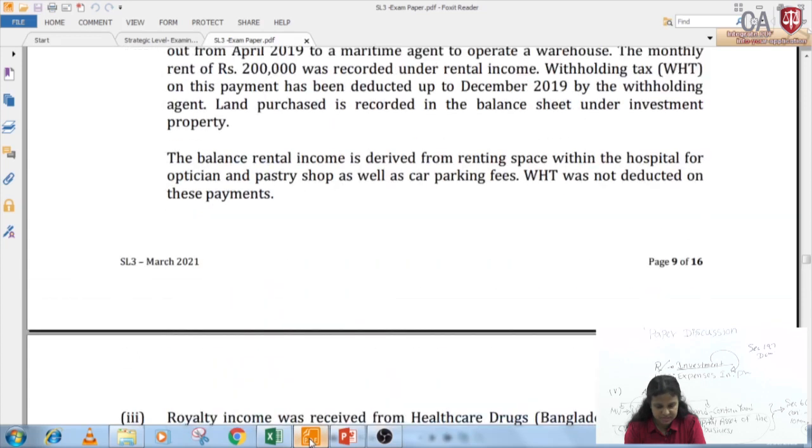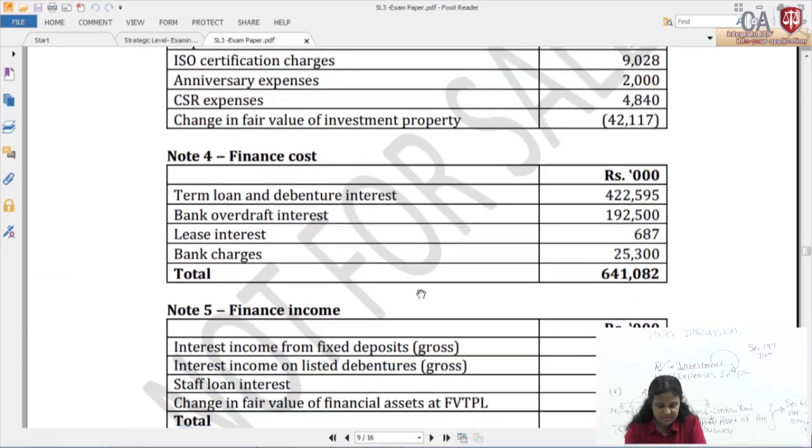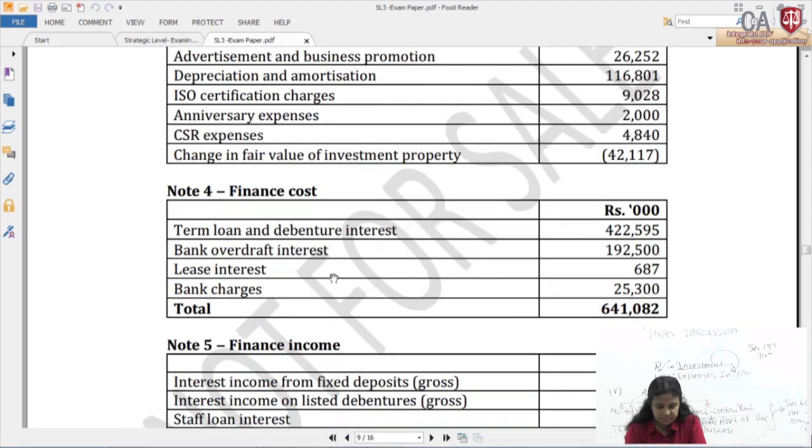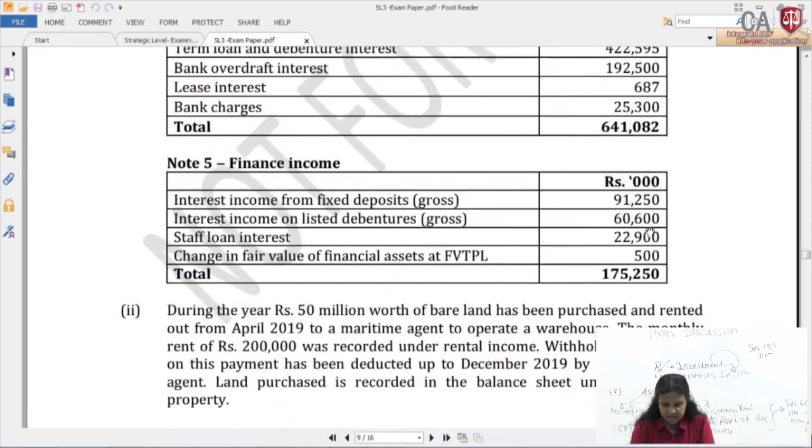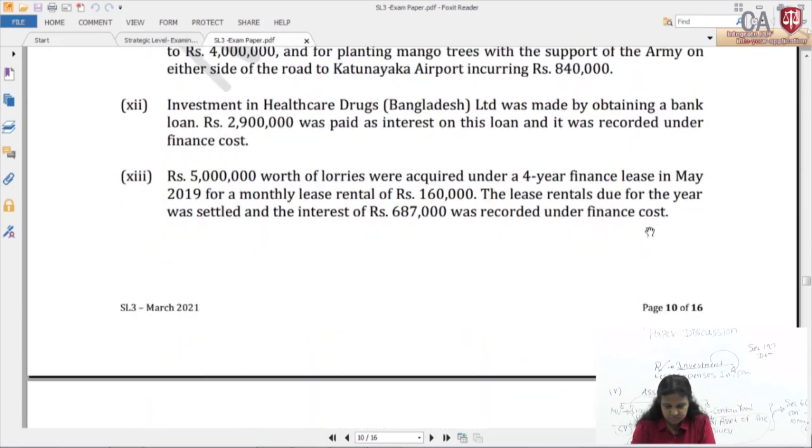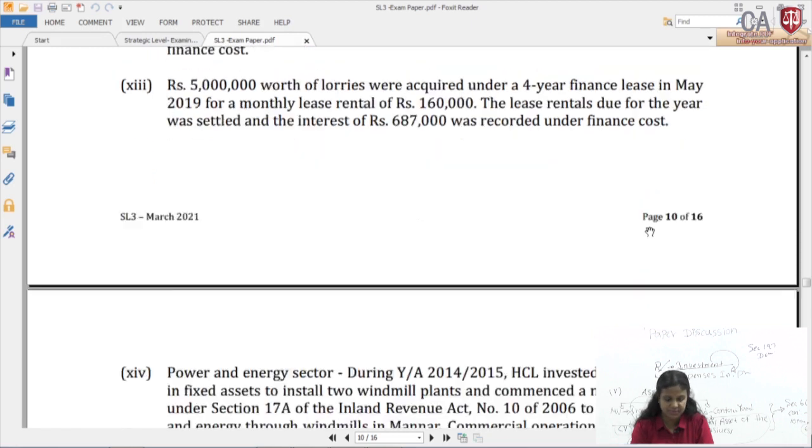Okay, we will see in the finance cost. Finance cost, this is a lease interest of 687. It should be subject to the restriction on the finance cost. Then here, term loan and debenture interest: the 2,900 of loan interest incurred on the investment has been included, it should be removed from here. Then the next adjustment, for these 5 million lorries, we don't have to do anything, but we have to give the capital allowances. We will do it when the adjustment of the capital allowance comes.